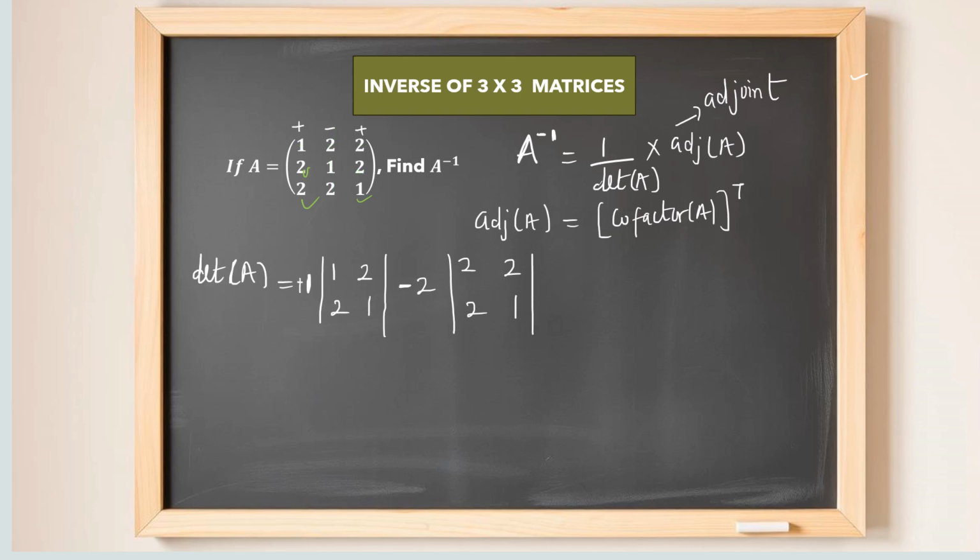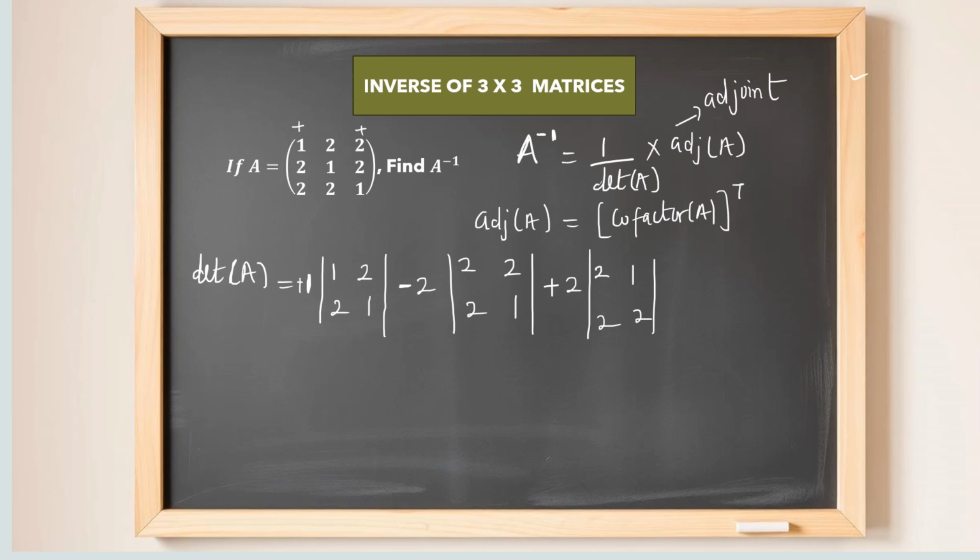And the same thing will be done for the last element, which is positive 2. For this, you cancel out the row and the column of positive 2. So here you are left with 2, 1, 2, 2, which is this matrix. Don't forget that this sign is the determinant sign.